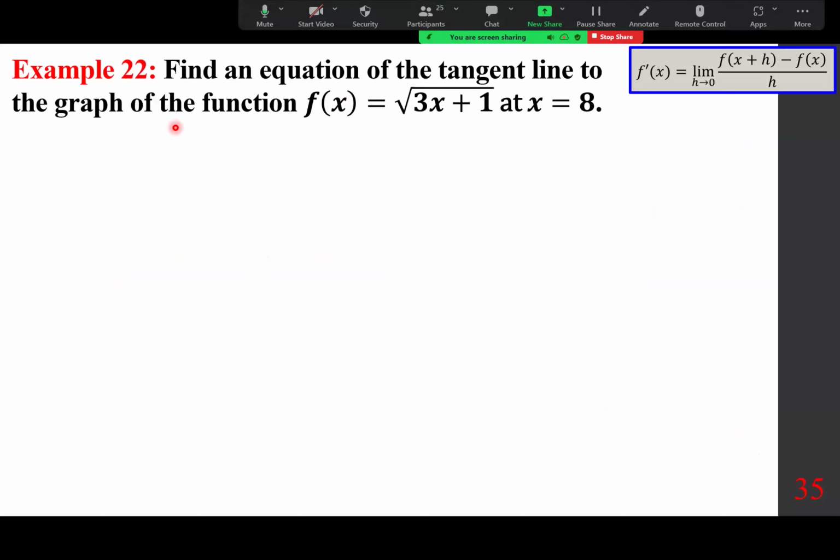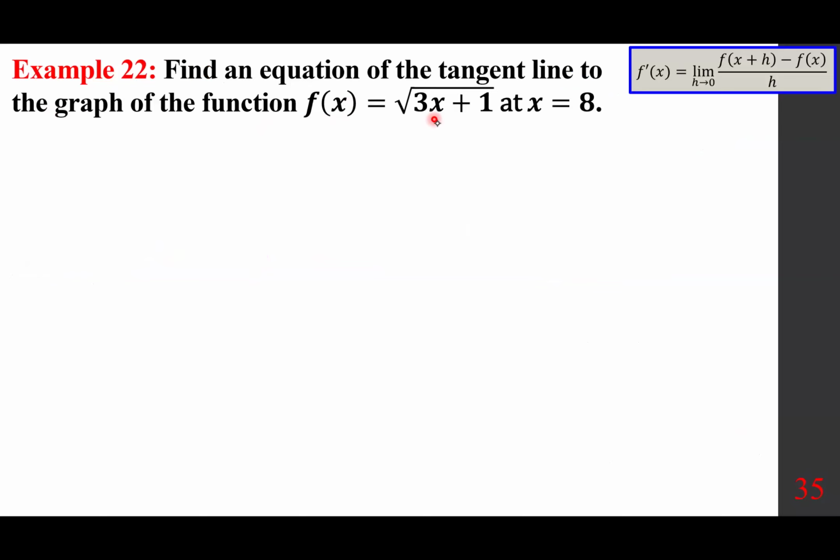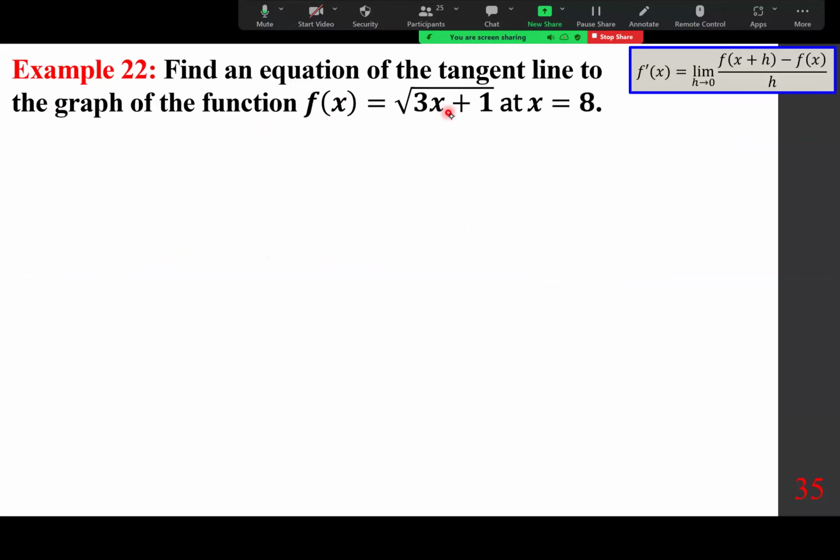Find an equation of a tangent line to the graph of the function f of x equals square root of 3x plus 1 at x equals 8. To do so, you need two things. You need the slope. That means you have to find f prime of x first. And you need a point. And to find the point, you just plug in.